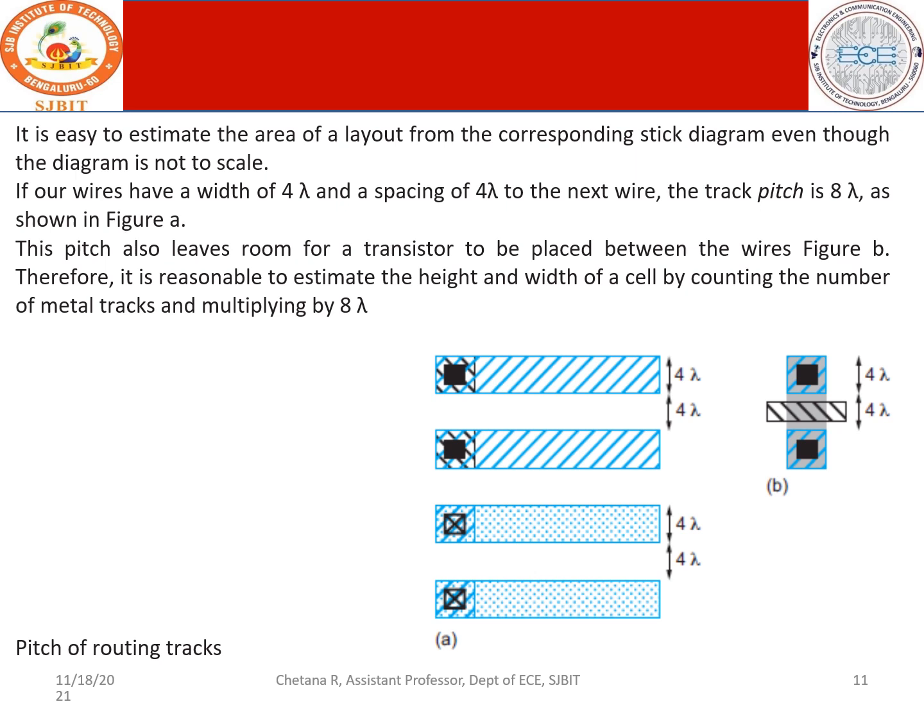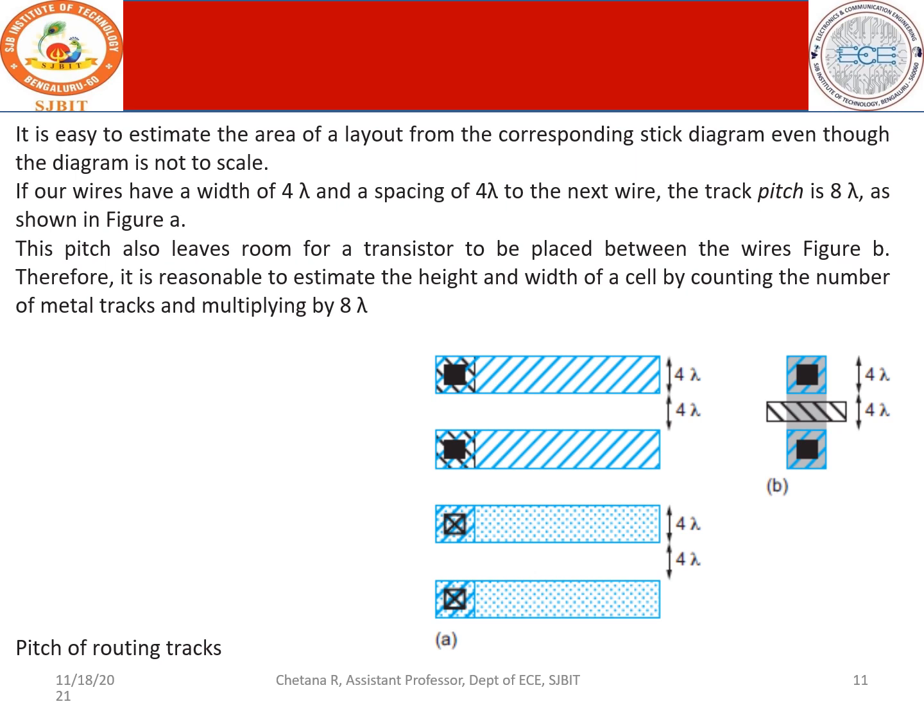So next we have a demonstration of something which we need to understand, called the pitch of routing tracks. It is easy to estimate the area of a layout. Once you have the layout, you are supposed to find out the area occupied by that particular layout with respect to the stick diagram, or with respect to the layout representation. So how do we find out how much area is occupied by the layout?